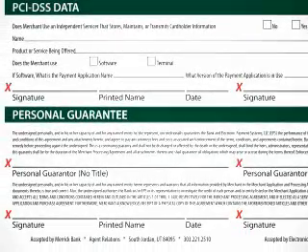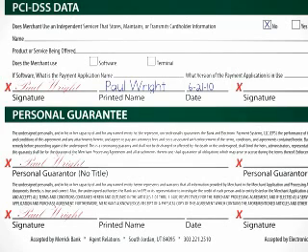PCI DSS data and personal guarantee. The merchant must sign the PCI DSS data in both lines of the personal guarantee to complete the application and for EPS to accept the application for processing. The terms of the merchant agreement are 2 pages. We ask that the merchant simply read and initial the bottom of these 2 pages, accepting the terms and conditions of the merchant processing agreement.